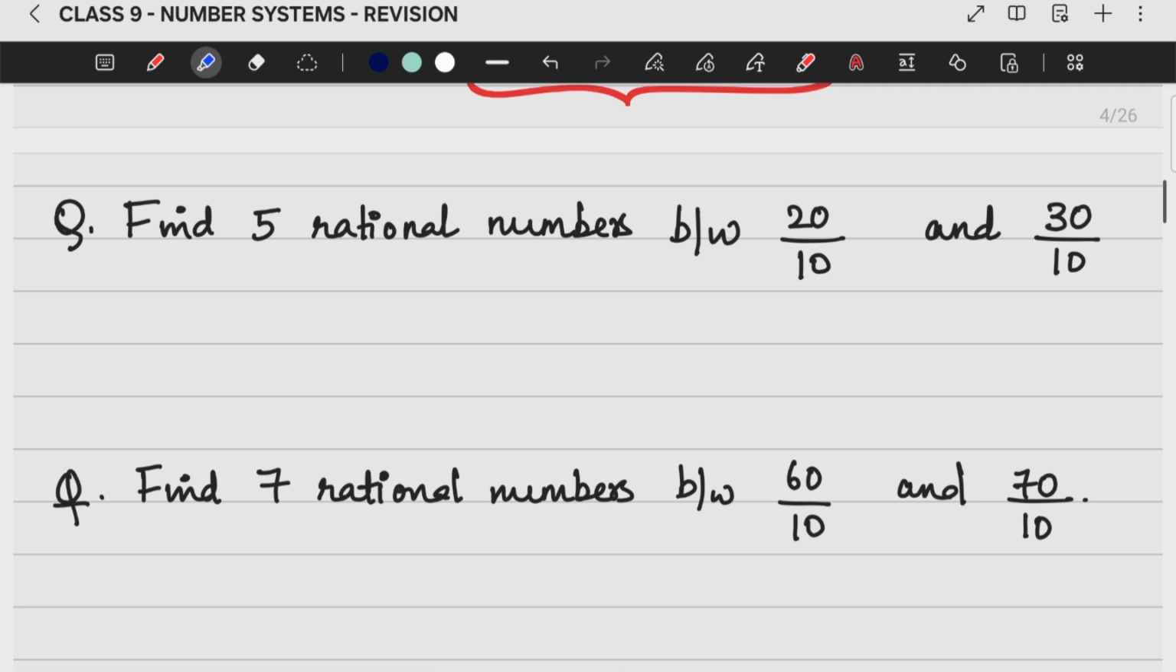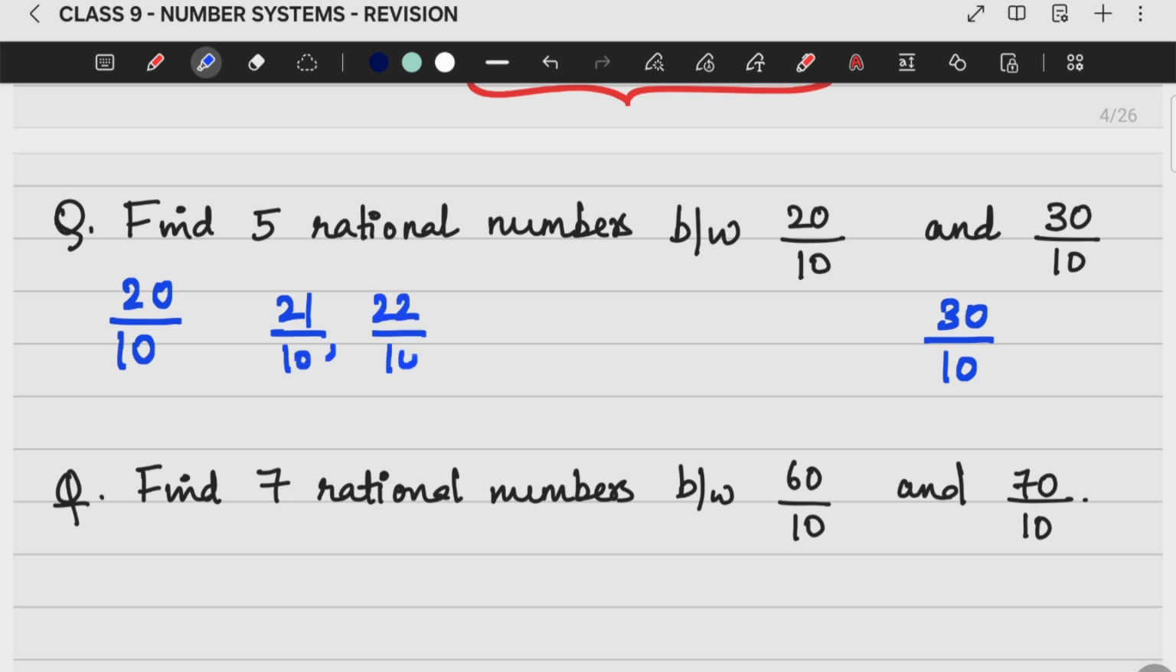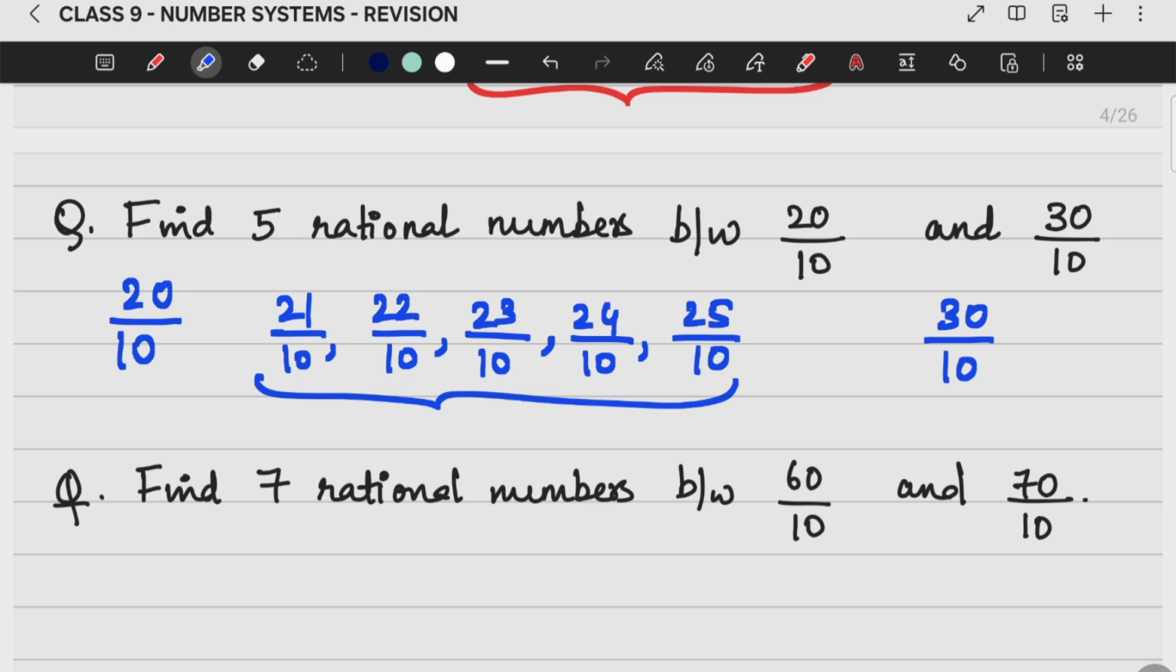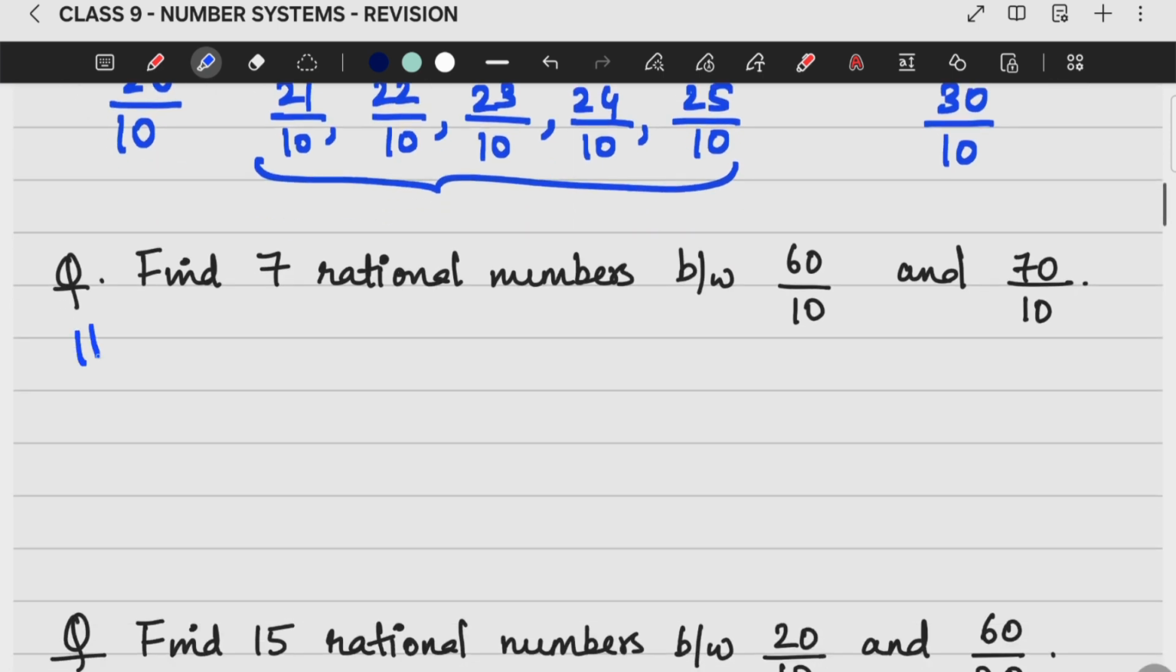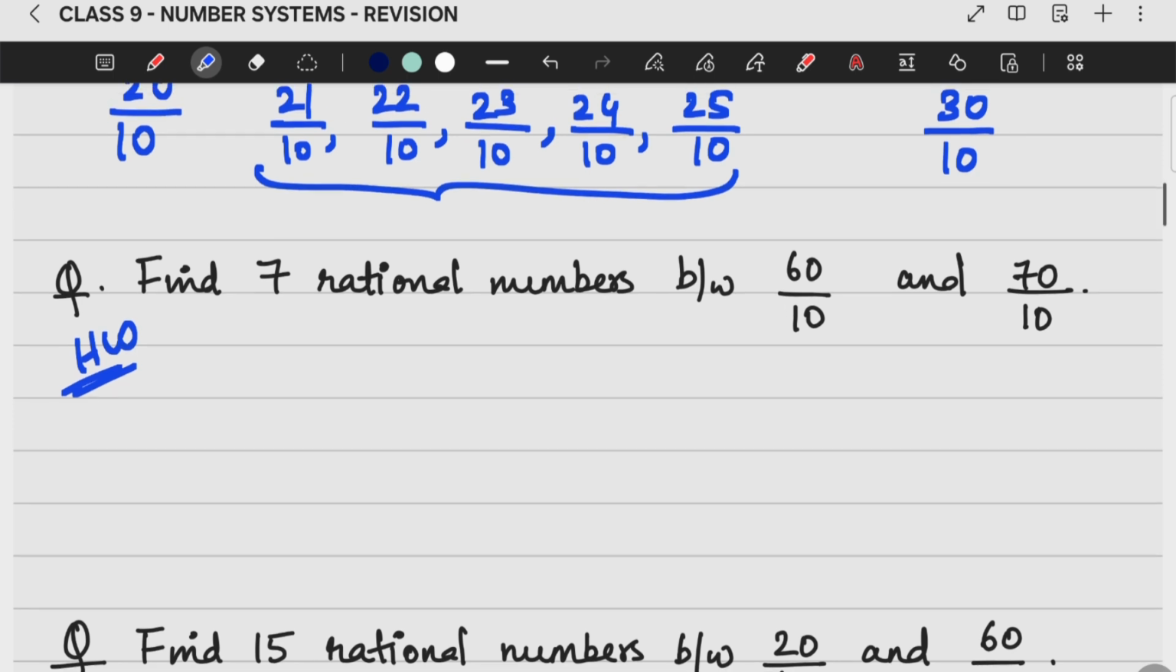You have to find 5 rational numbers between 20 by 10 and 30 by 10. It's directly given. So any 5 numbers you can choose to write: 21 by 10, 22 by 10, 23. You can choose anything. 24 by 10 and 25 by 10. These are all rational numbers which are in the form of p by q, where both p and q are integers and q is not equal to 0. Right? Similarly, this you can do as your homework. Find 7 rational numbers between 60 by 10 and 70 by 10.